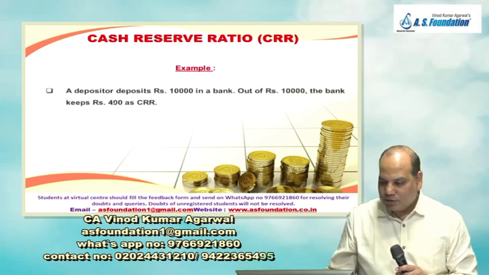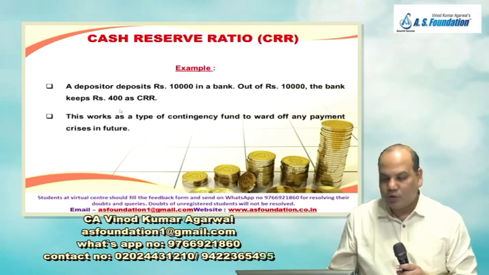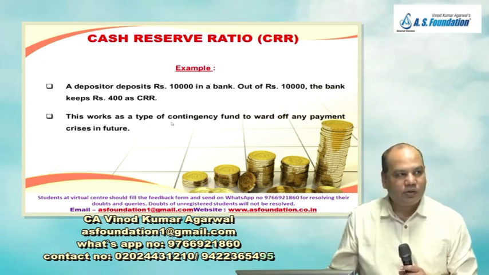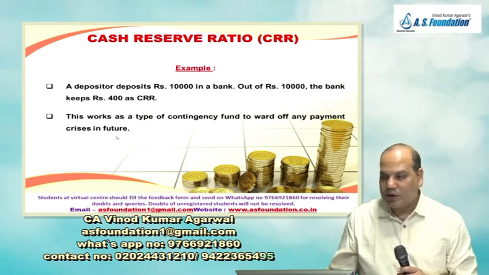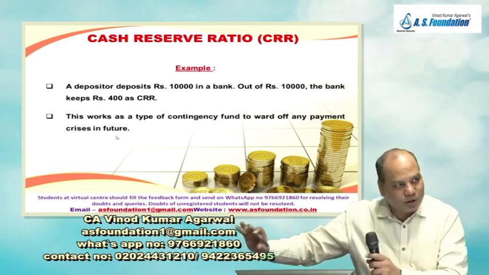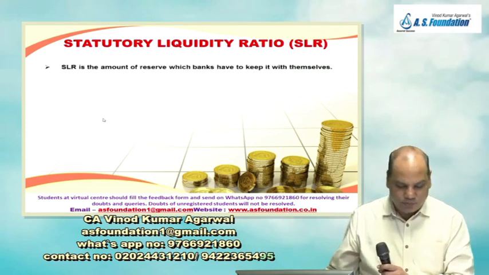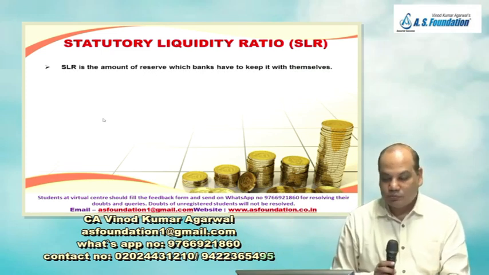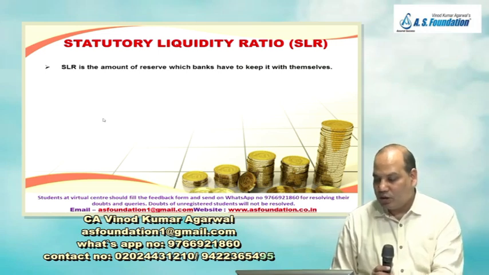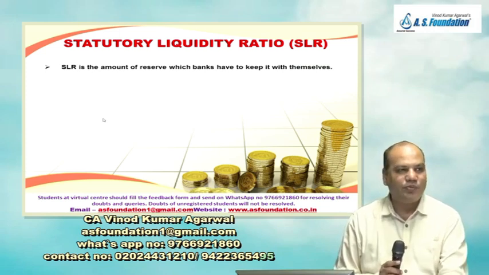Next is an example. A depositor deposits rupees 10,000 in a bank. Out of 10,000, the bank has to keep 400 rupees as CRR. This works as a type of contingency fund to ward off any payment crisis in future. It's like a contingency fund. Separately you keep it so that in future if the need arises, you can use it. In this chapter only this much discussion on CRR. What is SLR? It is the amount of reserve which the banks have to keep with themselves only.